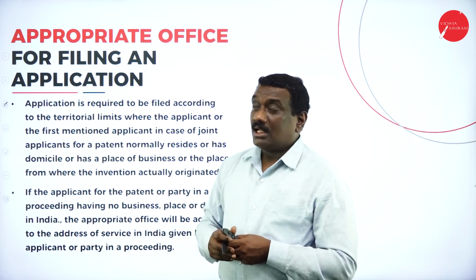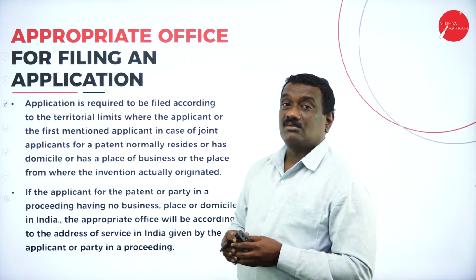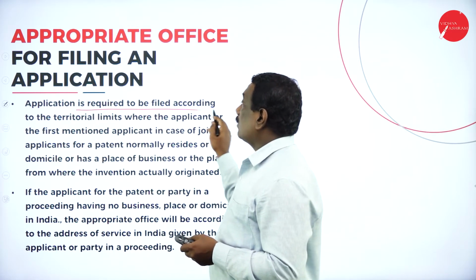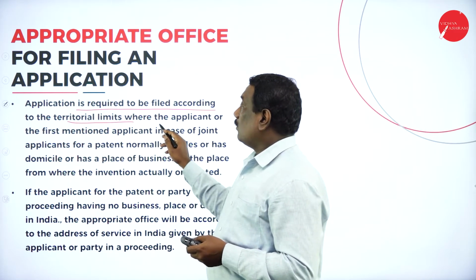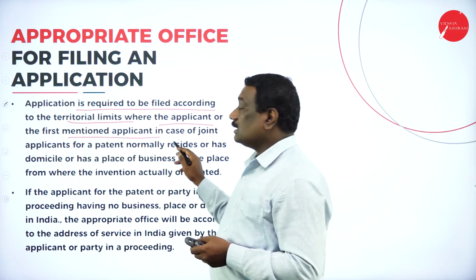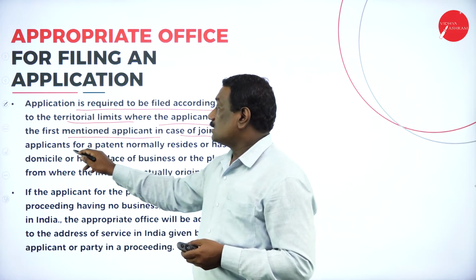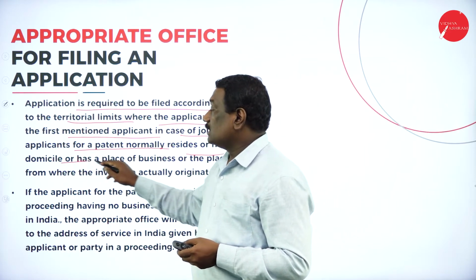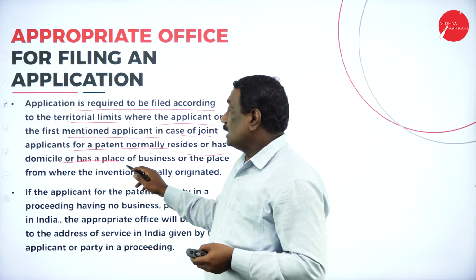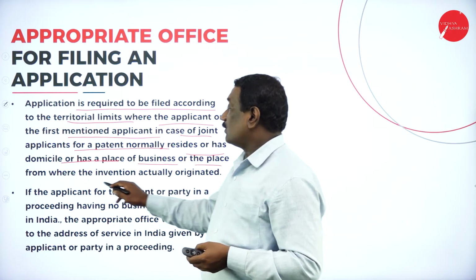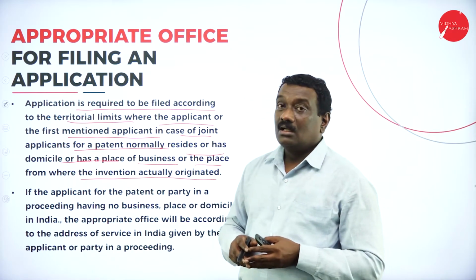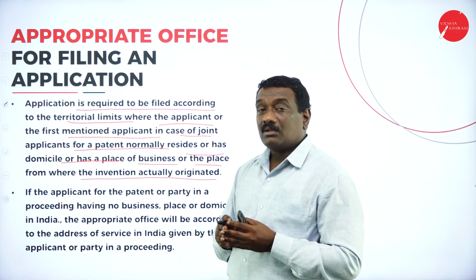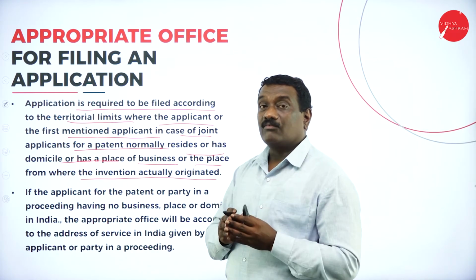Now, where is the appropriate office for filing this application for getting the patent rights? The application is required to be filed according to the territorial limits where the applicant, or the first mentioned applicant in case of joint applicants, normally resides or has a domicile, meaning the place where they are staying, a place of business, or the place from where the invention actually originated. So you need to put the application in the appropriate office, right?